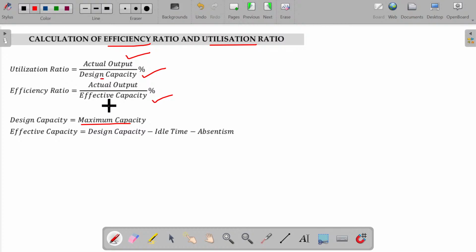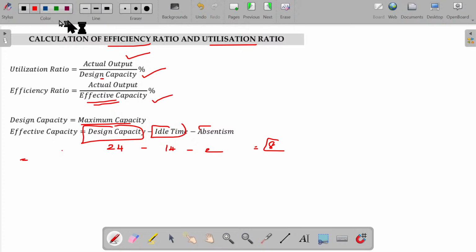Effective capacity is this: though your design capacity is 24 hours, of course you have to take rest, food and other things. You lose around 14 hours a day for sleep, refreshment, food and other things. Sometimes you may feel uncomfortable or have a fever and you don't work. For that, another 2 hours may go. So the balance 8 hours is called effective capacity. Out of design capacity, how much is effectively usable is called effective capacity. Out of that, how much you produce is called efficiency ratio.